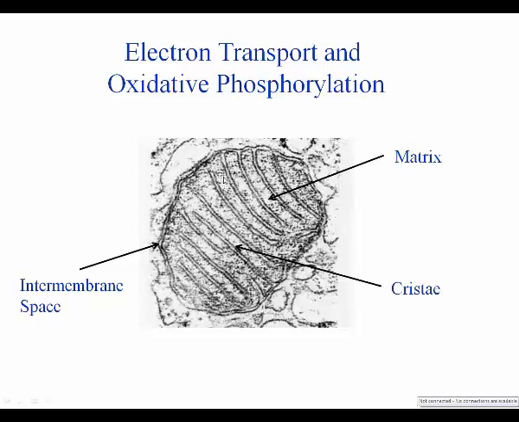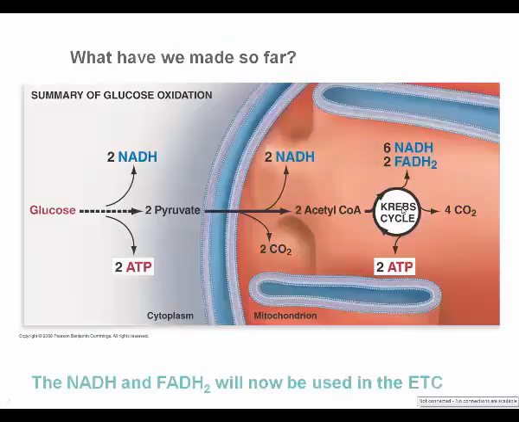The proteins that are involved in electron transport and oxidative phosphorylation are embedded in the membranes of the cristae here. So the mitochondria have adapted to produce lots of space for lots of ATP production. The intermembrane space is also going to be important when we look at ATP production.